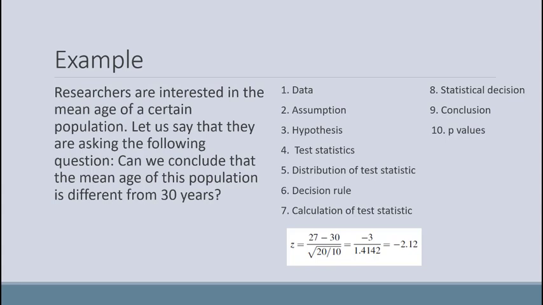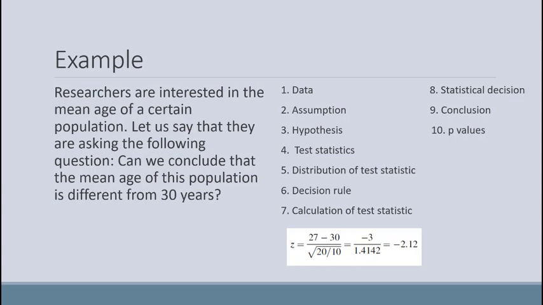Step 4. Since we are testing a hypothesis about a population mean, since we assume that the population is normally distributed, and since the population variance is known, our test statistic can be computed based on the formula provided in the previous slide.